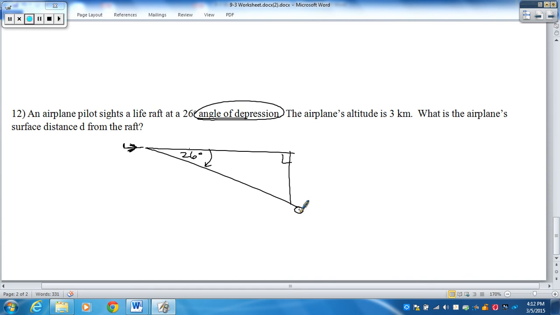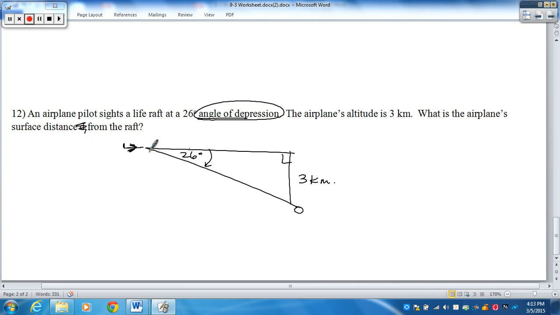Okay, the height or the altitude is 3 kilometers. I'm going to put that right there. Okay, that's how high off the surface of the water the airplane is. What's the airplane's surface distance, D, from the raft? Now, you can really ignore D. I can use D, I can use X. It doesn't matter what variable I use there. But the surface distance, now, that's where it gets a little tricky.